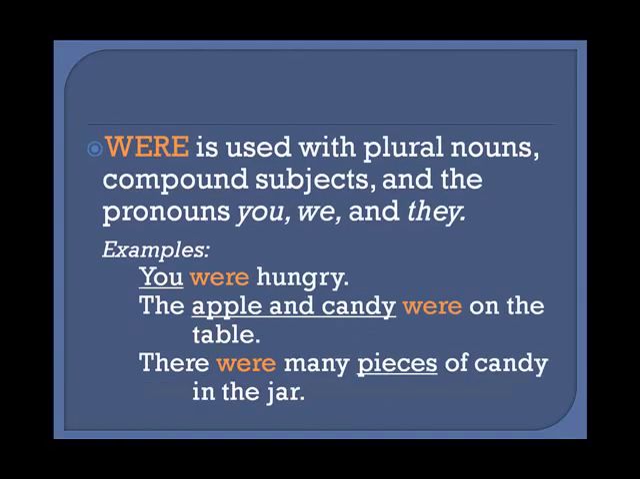Were is used with plural nouns, compound subjects, and the pronouns you, we, and they. Examples: You were hungry. The apple and candy were on the table. Apple and candy being a compound subject. There were many pieces of candy in the jar. Pieces is an example of a plural noun.